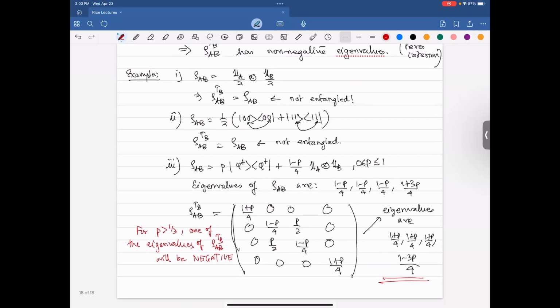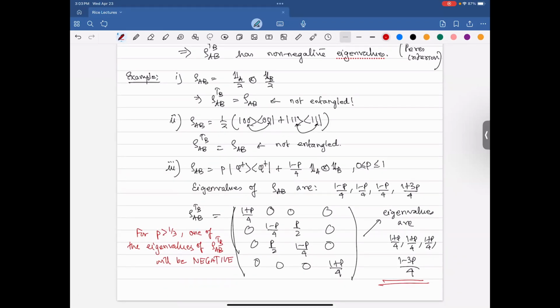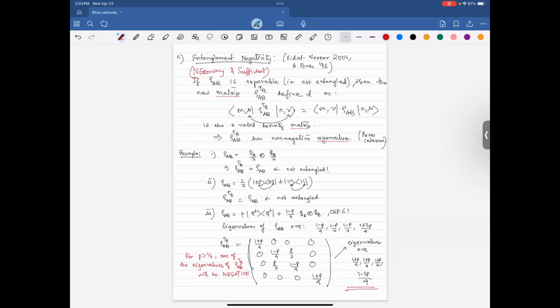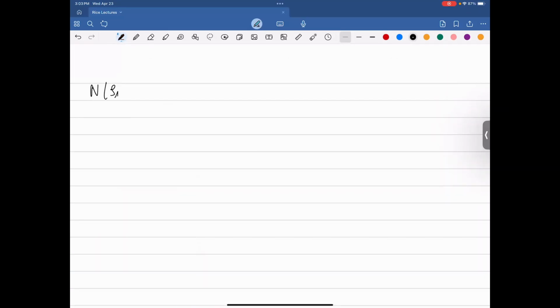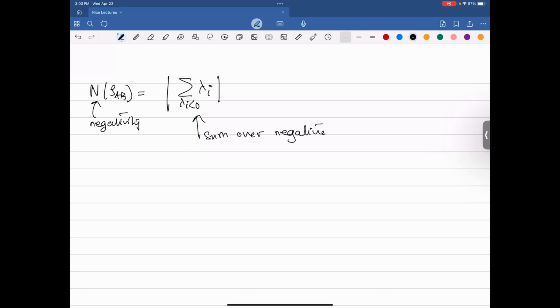As you can imagine, there is a negative eigenvalue for the density matrix. And so Vidal and Werner very creatively called this the entanglement negativity. So the negativity is defined as the sum over the negative eigenvalues. So in the previous case, for instance, the negativity would be 1 minus 3p over 4.